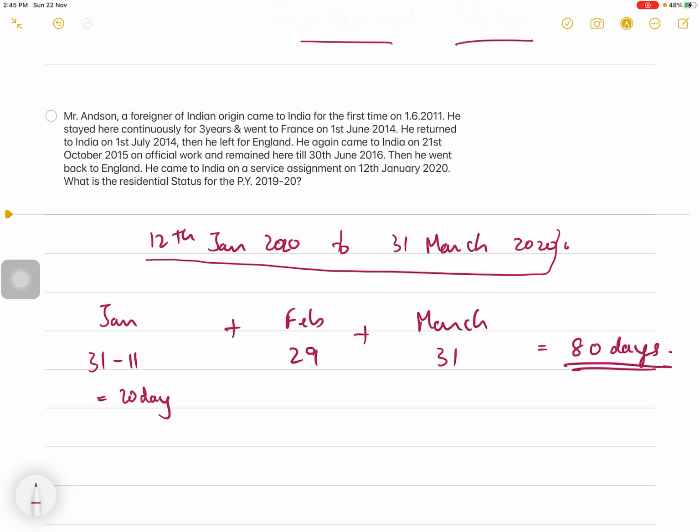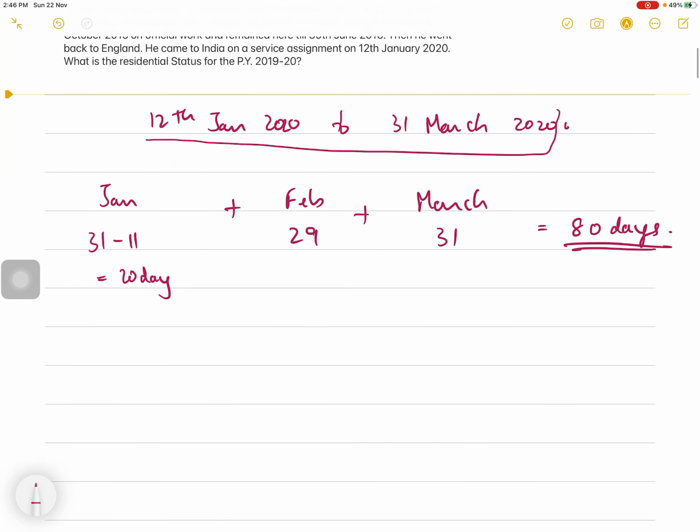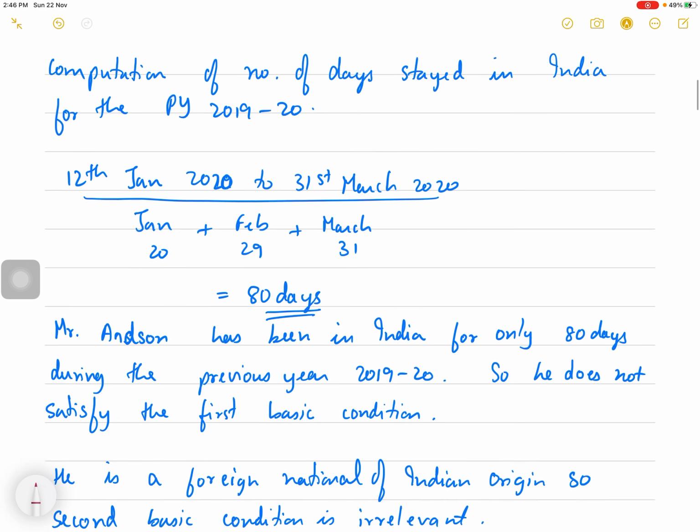That means he does not satisfy the first basic condition. Therefore, he is non-resident. Second basic condition is irrelevant for him. Okay, so first basic condition is he is supposed to stay in India for 182 days or more. If he satisfies that, then he satisfies the first basic condition, but in this case he does not satisfy the first basic condition. Okay, and he is foreigner of Indian origin. So second basic condition is irrelevant, therefore he is non-resident. Okay, so I have already written the answer.